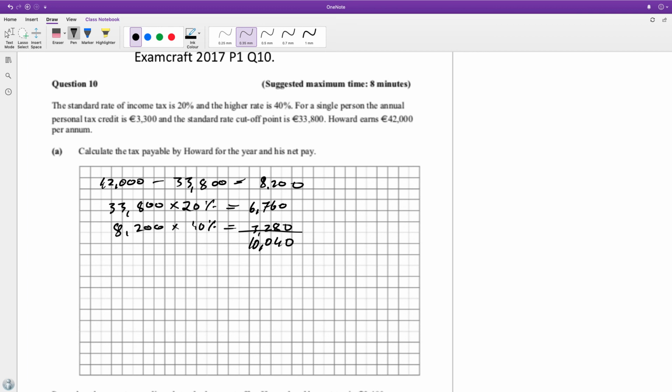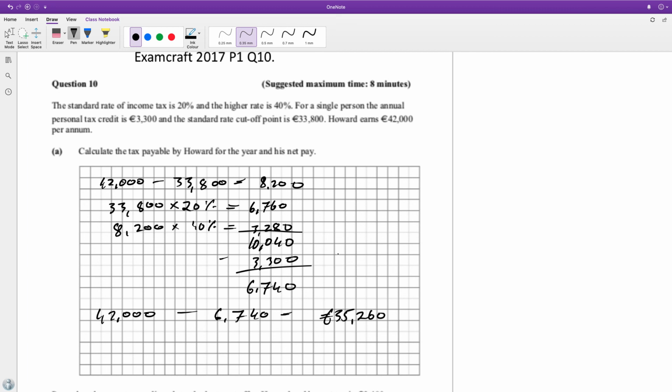What? You can't read your own writing. Right, so 10,040, take away her tax credit, which is 3,300, is 6,740. Then 42,000 minus 6,740 is 35,260.